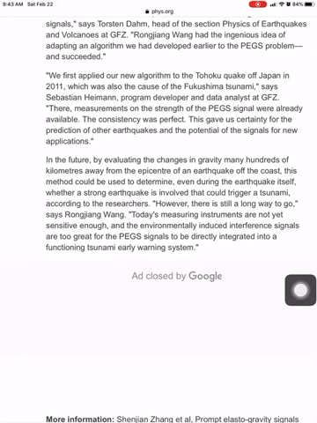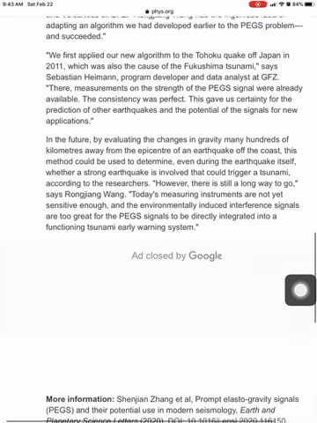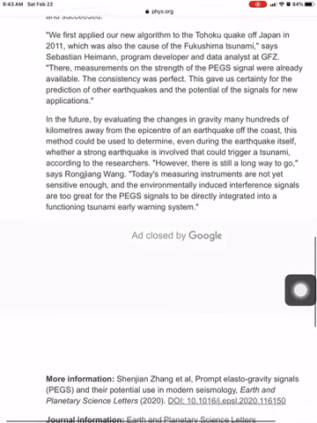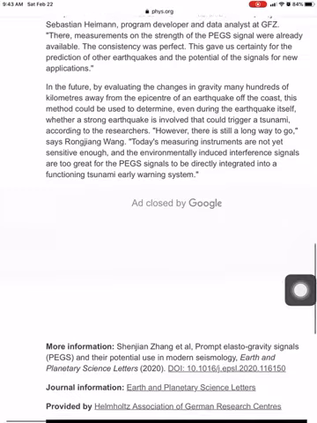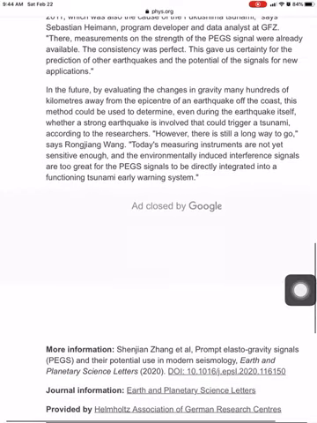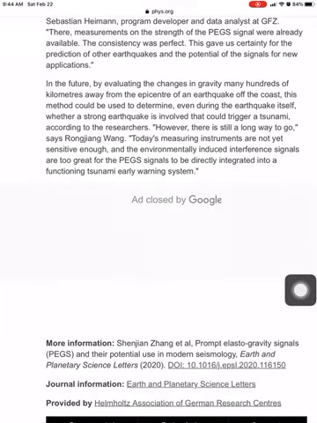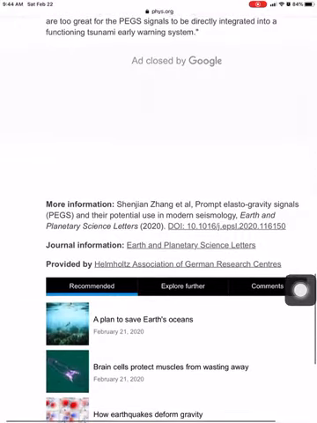However, there is still a long way to go. Today's measuring instruments are not sensitive enough, and the environmentally induced interference signals are too great for the PEG signals to be directly integrated into a functioning tsunami early warning system.